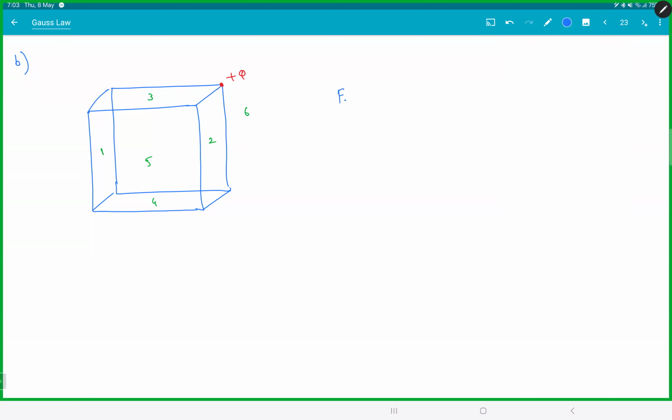Find the flux passing through the cube. If you keep the charge on the corner, how much is the flux on the cube and what is the flux on each face? This time, instead of keeping it at the center, what if I keep it at the corner? How much is the total flux contributed by this charge in the cube? And how much will each face get?